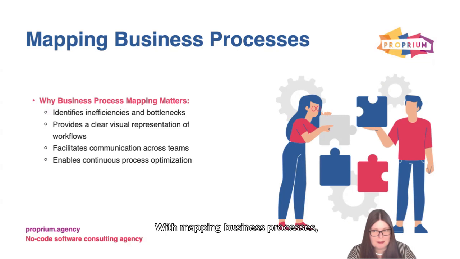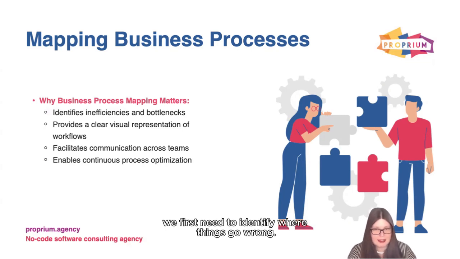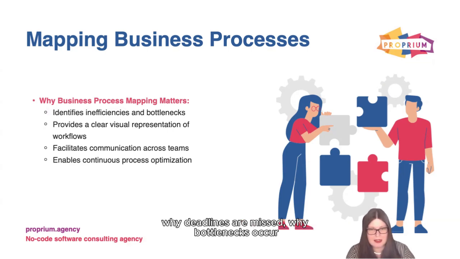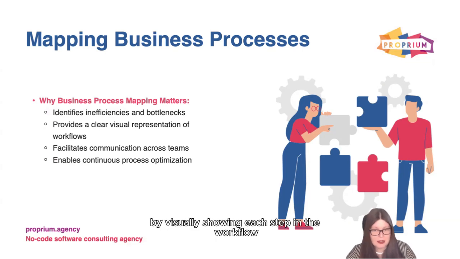So with mapping business processes, we first need to identify where things go wrong. Without mapping it, it can be really hard to pinpoint why deadlines are missed, why bottlenecks occur, or why certain tasks take longer than expected. A process map highlights inefficiencies by visually showing each step in the workflow, making it easier to find and fix problem areas. For example, a customer service team might discover that delays are caused by tickets sitting too long in the unassigned queue. Mapping this process allows them to identify this delay and adjust their system to assign tickets automatically.